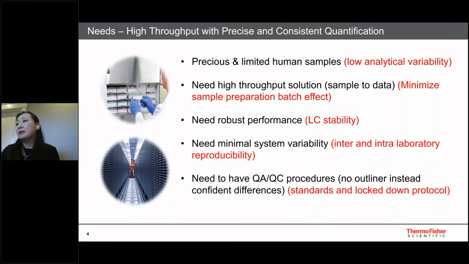Instrument robustness is also necessary as a part of the translational workflow solution. Last but not least, a robust workflow solution needs to have proper QA/QC procedures built into the workflow, using standardized standards and also lockdown protocols.